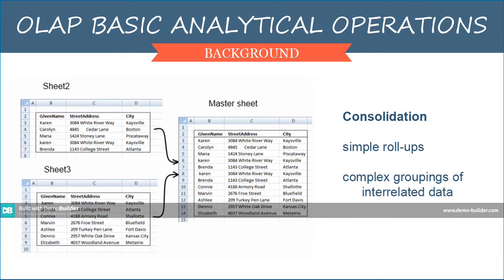OLAP consists of several basic analytical operations, but we'll only discuss three. First is consolidation, which involves the aggregation of data and involves simple roll-ups or complex groupings involving interrelated data. Data about sales offices can be rolled up to the district level, while district level data can be rolled up to the regional level perspective.